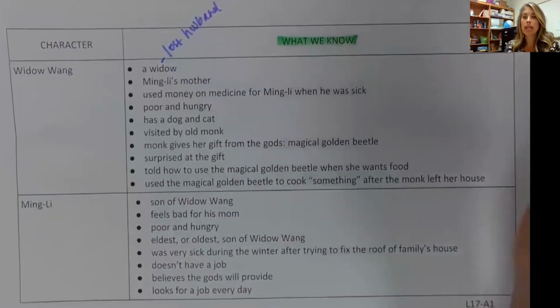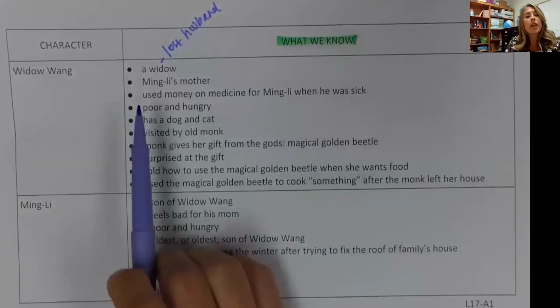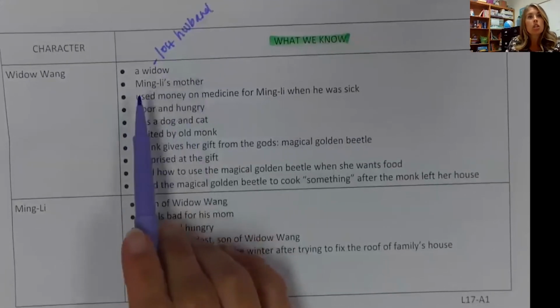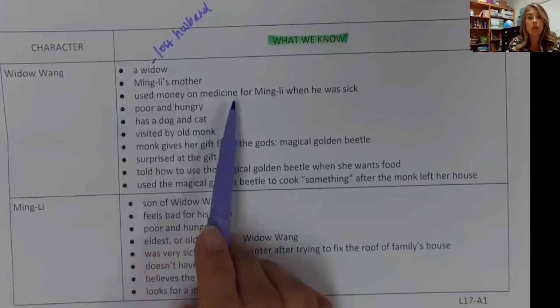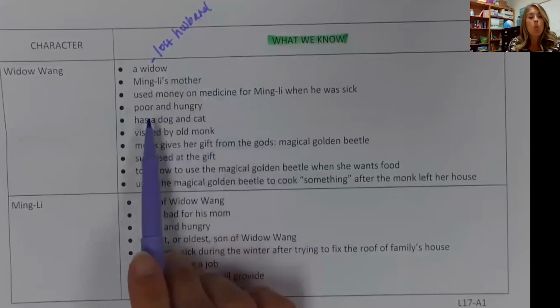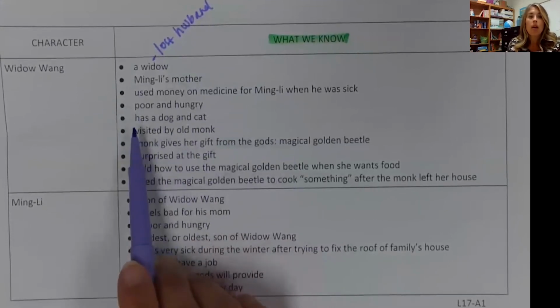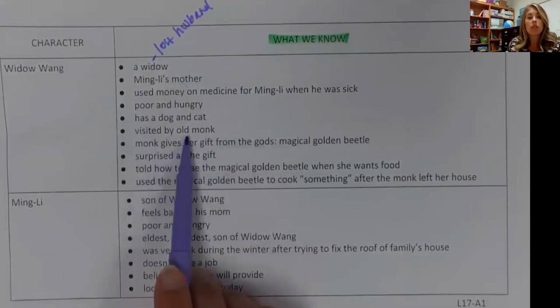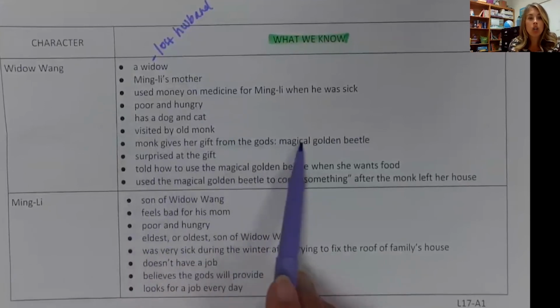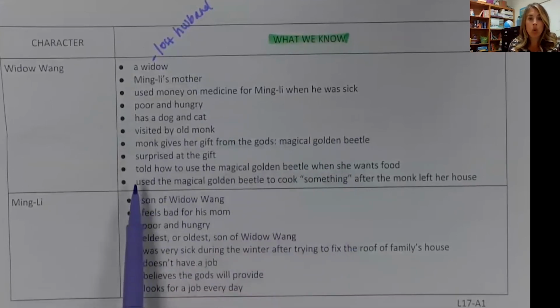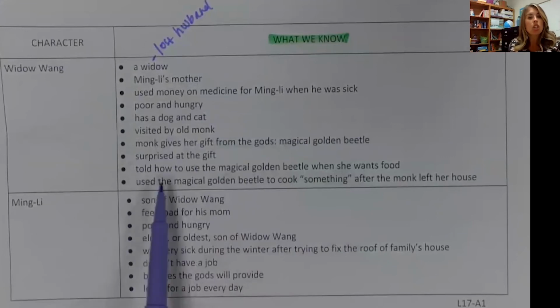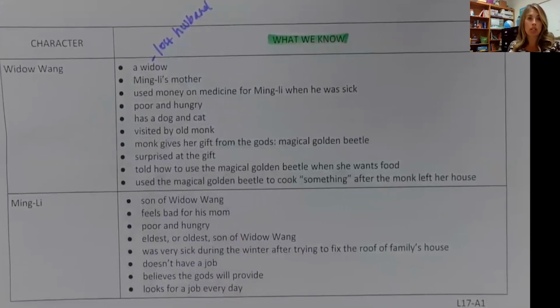Right? I'm always writing down, tracking my thoughts. We know she's Ming Li's mother. She used money on medicine for Ming Li when he was sick. We also know, poor and hungry. Widow Wang has a dog and a cat, visited by the old monk. The monk gives her gifts from the gods, a magical golden beetle. She was surprised. She was told how to use that beetle, and she used the magic beetle to cook something.